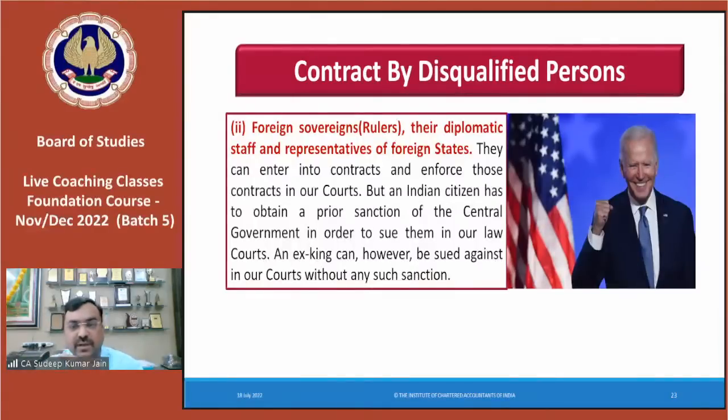What is the meaning? Suppose the president of America comes to India and stays in a hotel but does not pay the tariff of the hotel. In that case, can the hotel file a suit? Law says yes, but with the sanction of the central government. But now, for example, if any ex-king or ex-president comes to India and stays in the hotel, now he is a normal person.